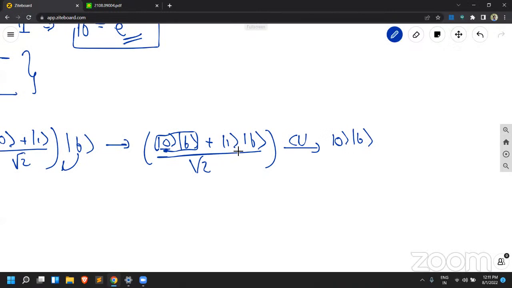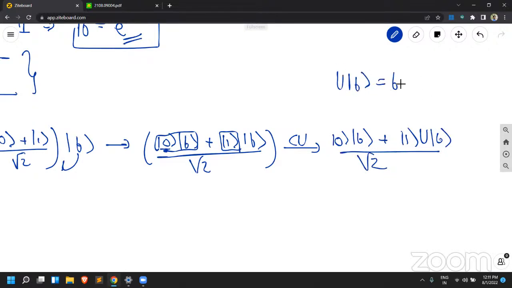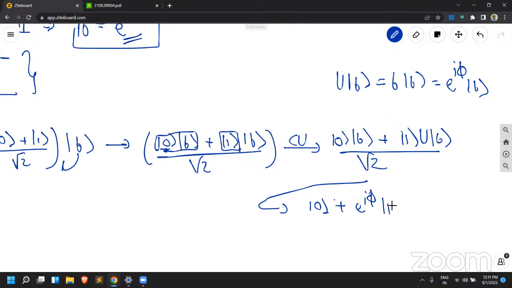And since this part has control to be 1, we'll be applying the U operator on B, U times B, under root of 2. And we know what U times B is. It's just B times B, and we know the value of B. We can write it as e to the power iota phi B. So what we are going to get finally is 0 plus e to the power iota phi 1, by root 2. And this is B.